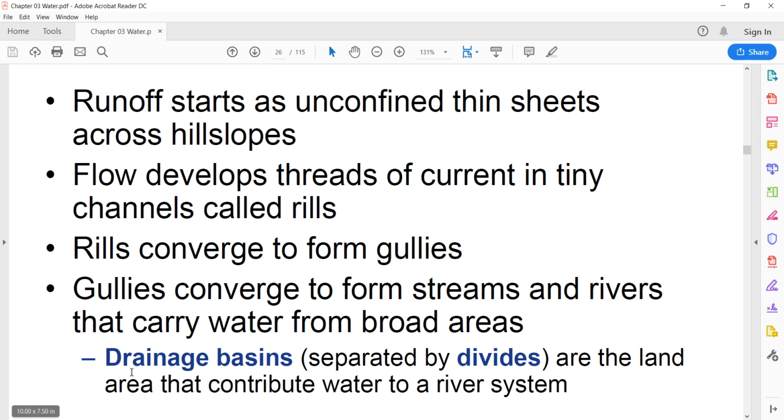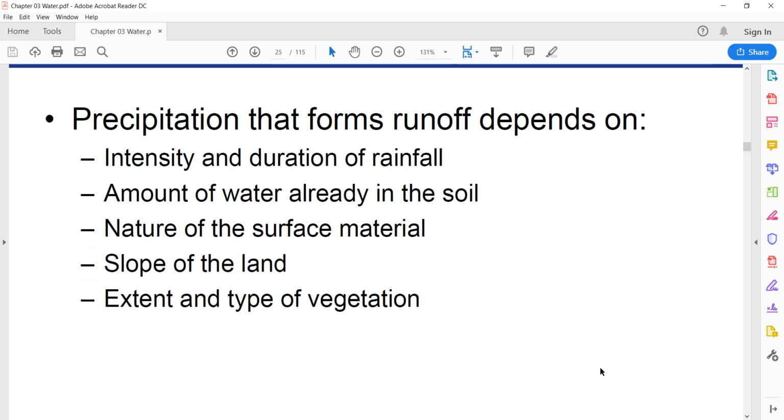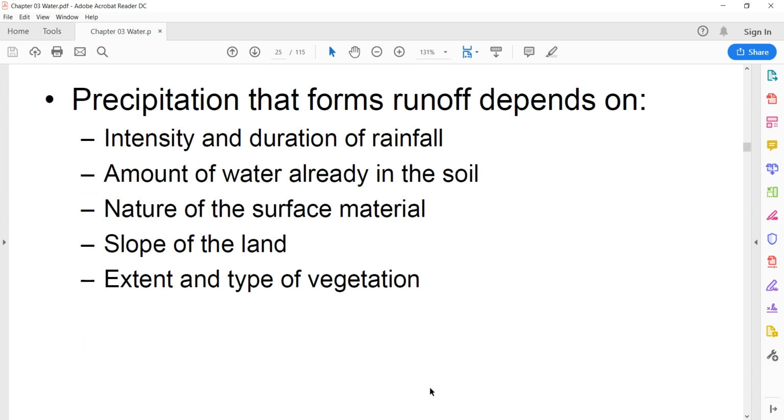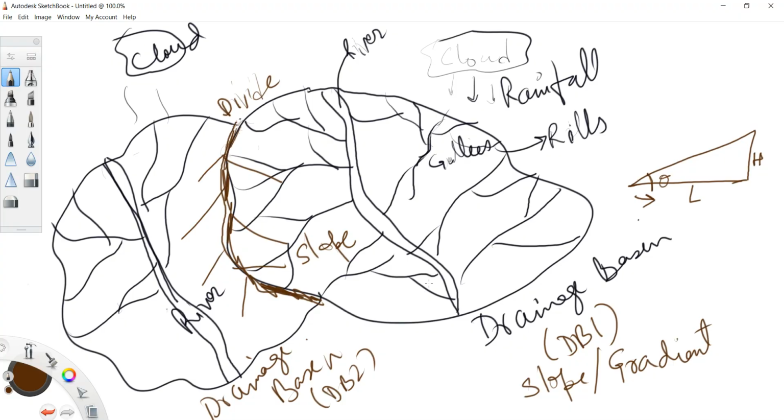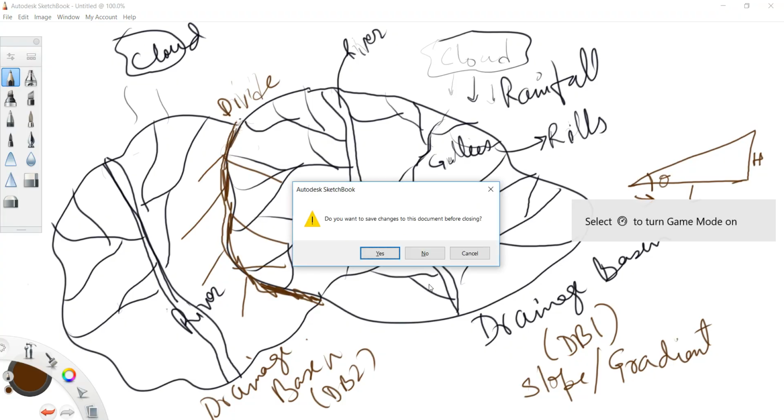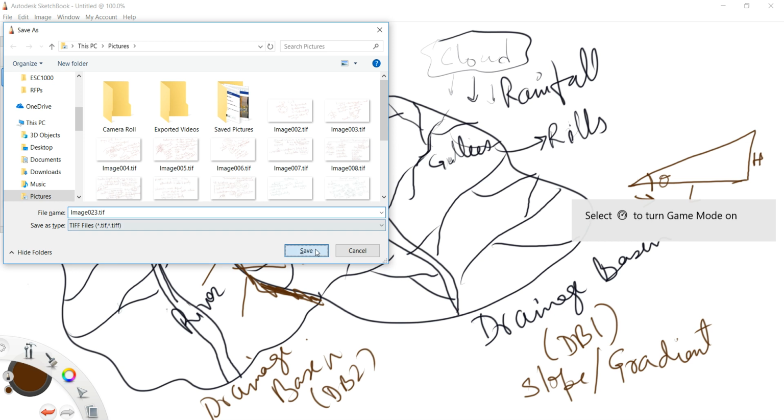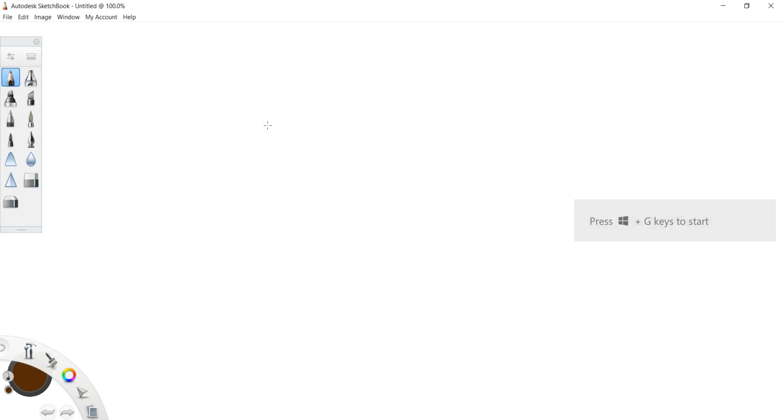This is what it divides: a drainage basin is separated by divides, or the land area that contributes water to a river system. Now go back to this runoff. So we'll just quickly talk about the factors that control the formation of runoff.